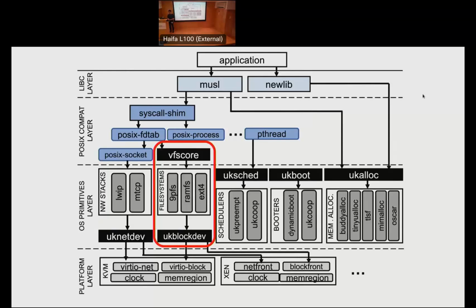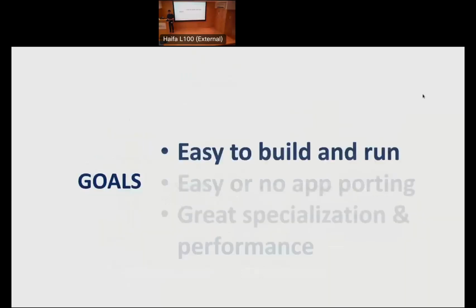And finally, you could also do other specialization stuff easily, like switching the allocator for both the kernel and the application, and even have different instances of the allocator within the same image to perfectly match allocator and components depending on their needs. So to come back to the goals, the first one was to easily build and run VMs.